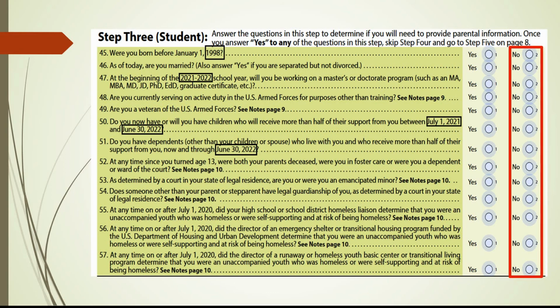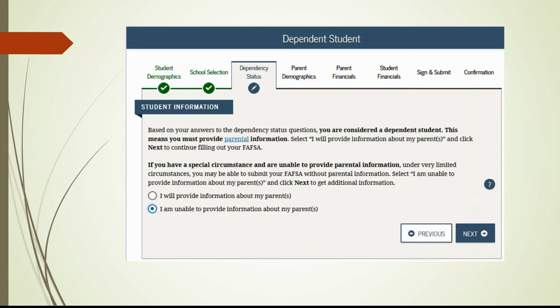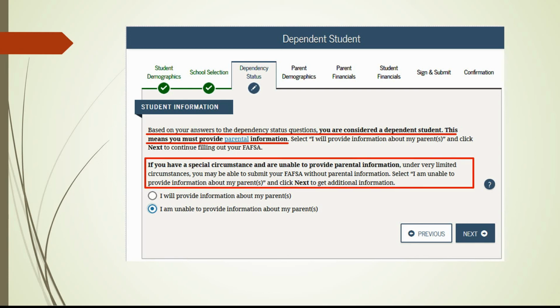So we went through these 13 questions over the past 3 videos that talk about dependency status, and if you answered no to every single one of them, then you would have reached this screen here, which basically says, based on those answers, you're considered a dependent student, which means you must provide parental information on the FAFSA. However, you may have had a circumstance which wasn't addressed in those 13 questions, and so you can check the circle here for being unable to provide parental information, and then you'll be able to submit documentation to the college pertaining to a dependency override to make yourself an independent student.